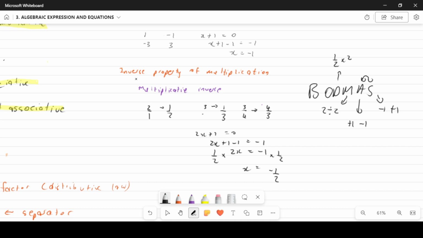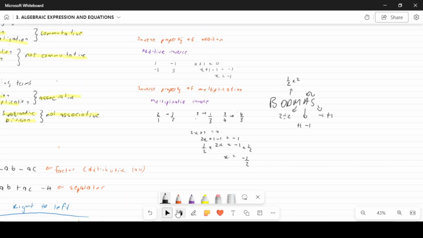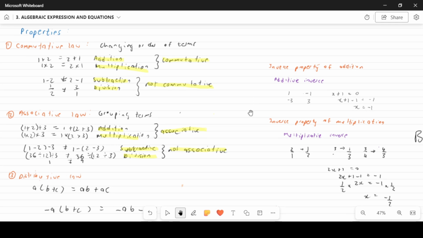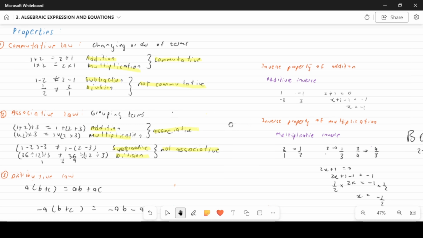So those are basic rules that you need to remember, and I hope you've taken all of the notes down. And yeah, that's basically what I just wanted to add. So we basically learned five properties: the commutative property, the associative property, the distributive property, the inverse property of addition, and inverse property of multiplication. Commutative law, again, we're talking about changing the order of the terms. The associative law, we talk about grouping terms. Distributive law, we distribute the term into the brackets.